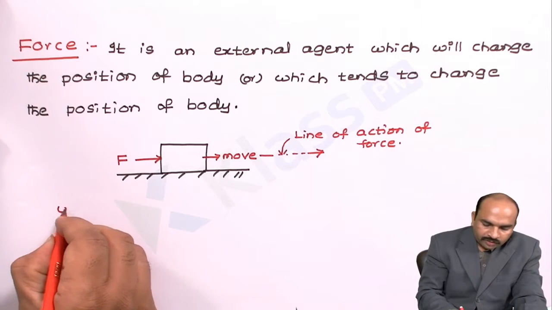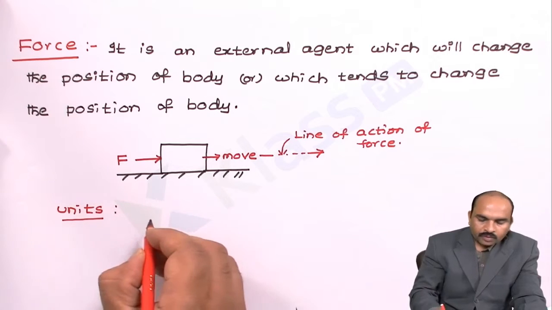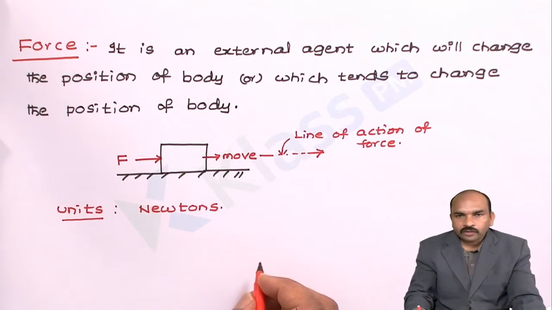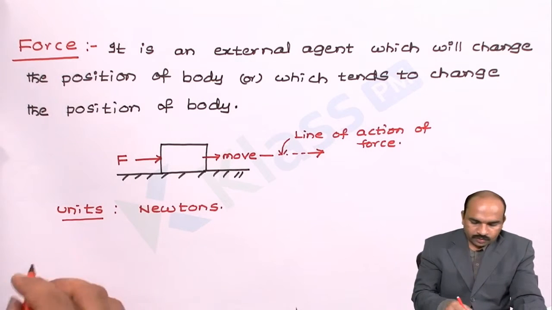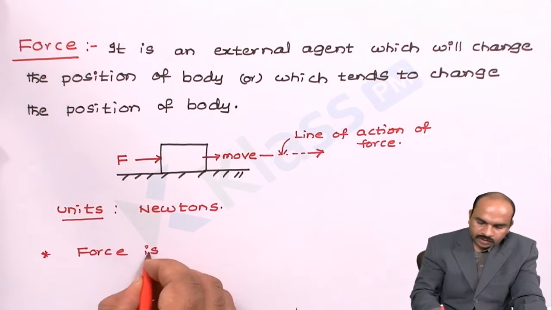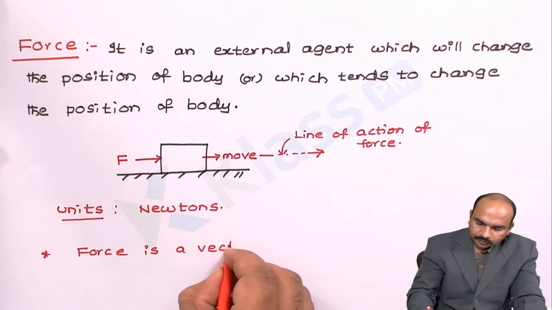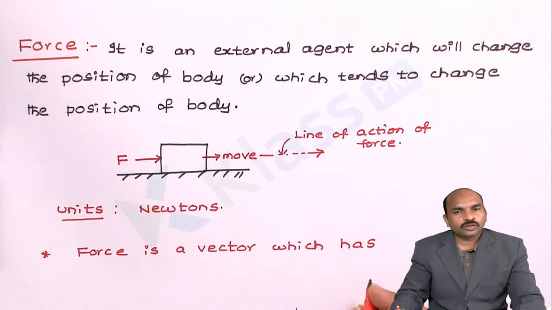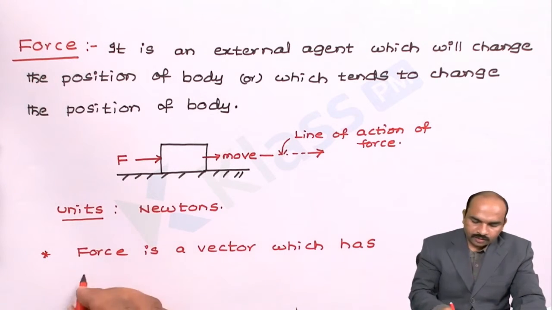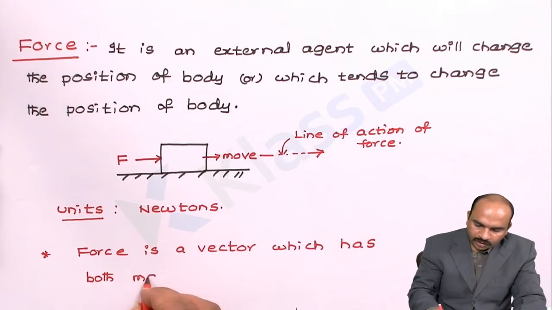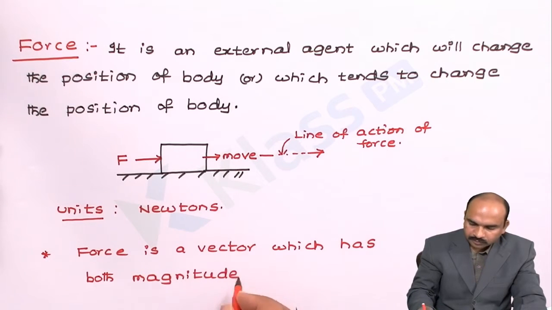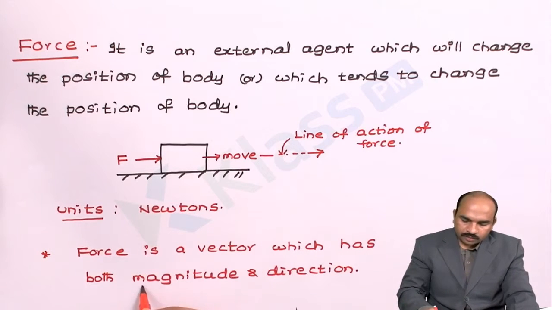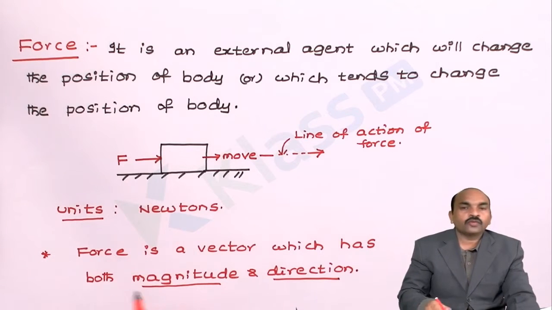Now let us see the units of force. Force units are newtons. So newton is the unit of force. Now force is a vector, we know that. Vector means it will have both magnitude and direction. So force is a vector which has both magnitude and direction. Because it is a vector, it will have both magnitude and direction. That's why we say force is a vector.